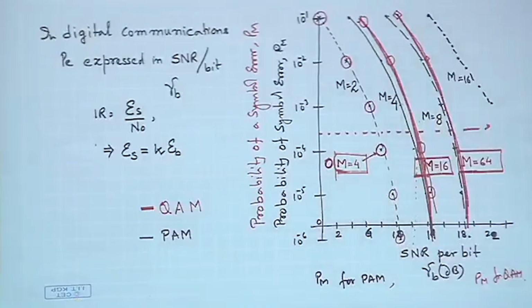The reason need not be explained any further, because we have already explained why it happens for M-ary PAM, and QAM is constituted of two such M-ary PAMs, one along the I channel and one along the Q channel. So all the descriptions and explanations that we have given for such behavior for M-ary PAM would apply in exactly the same way for M-ary QAM.